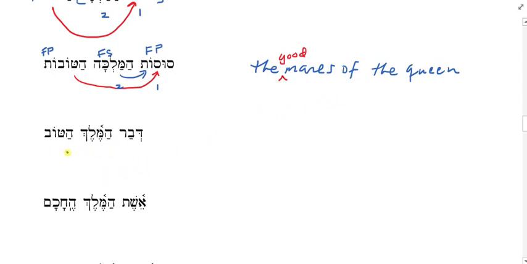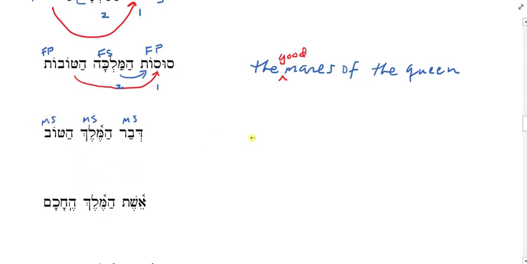Devar hamelech hatov. Devar hamelech hatov. Gender and number of devar is masculine singular. Is that the construct form of davar? Really? It is the construct. Yes, because it's got the reduced vowel pointing, right? Normally it's long A, long A. Okay, kametz, kametz. So yes, this is construct. Hamelech is the absolute. It's also masculine singular. The attributive adjective is masculine singular.